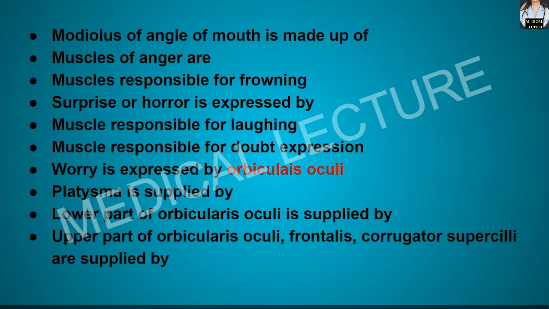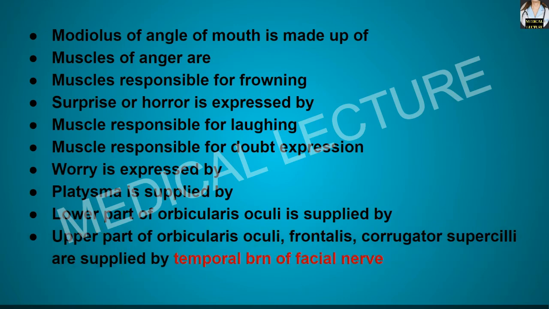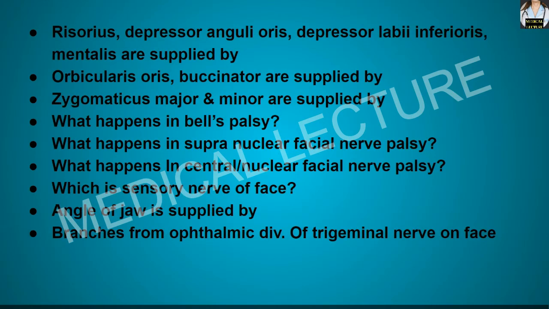Platysma is supplied by the cervical branch of the facial nerve. The lower part of the orbicularis oculi is supplied by the zygomatic branch of the facial nerve. The upper part of the orbicularis oculi, frontalis and corrugator supercilii are supplied by the temporal branch of the facial nerve.